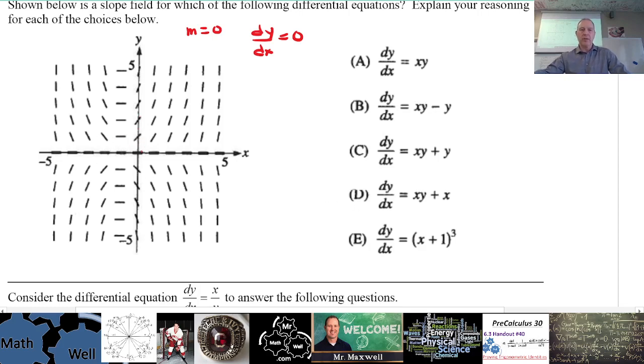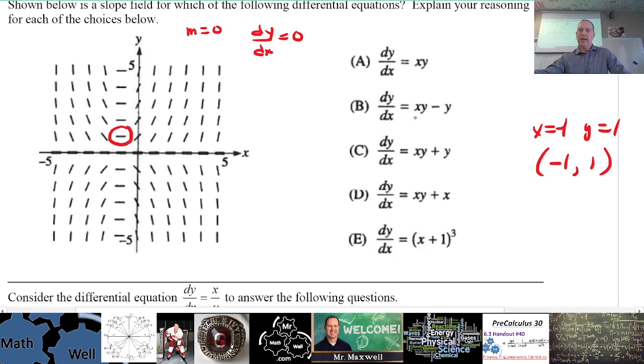This point right here appears to be negative 1, 1, okay? So off to the side, I'll just put negative 1, comma 1. That's this point right here, and it has to be a slope of 0. The derivative has to equal 0 when I put x equals negative 1 in and y equals positive 1 in. So does that work here? Well, negative 1 times positive 1 is not 0, okay? So it doesn't appear that A is going to be the one I'm looking for. You can probably cross that one out.